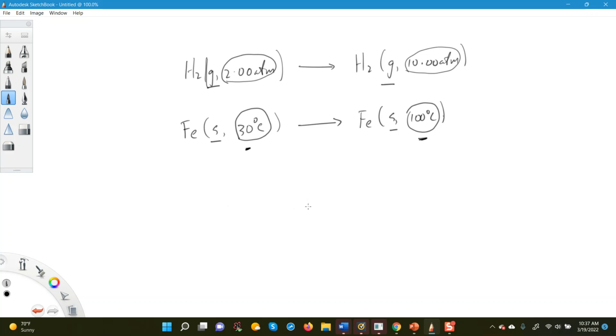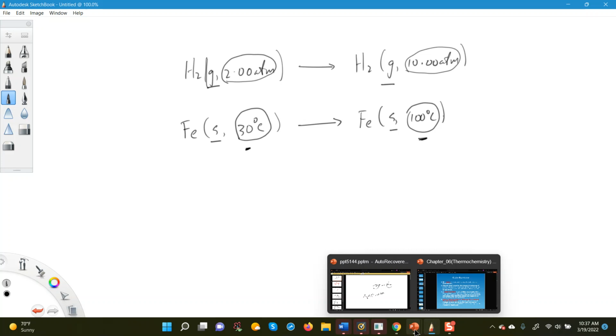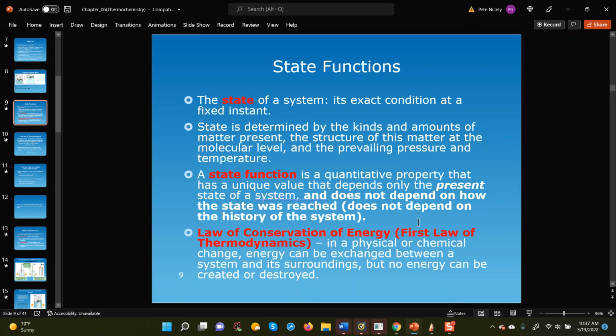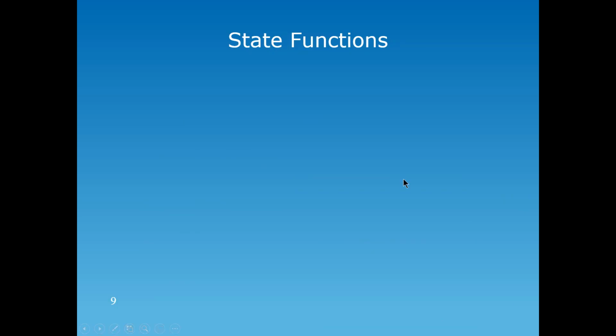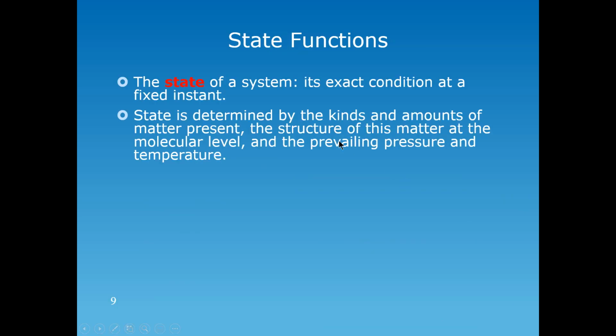So I'm just using these two simple examples to illustrate what we mean by states in the context of thermochemistry. We're basically talking about the condition of a particular system based on things like temperature, pressure, the amount of matter, and the kinds of matter, and so on, right? So it's very important that you appreciate and understand what we mean by state of systems in this context.